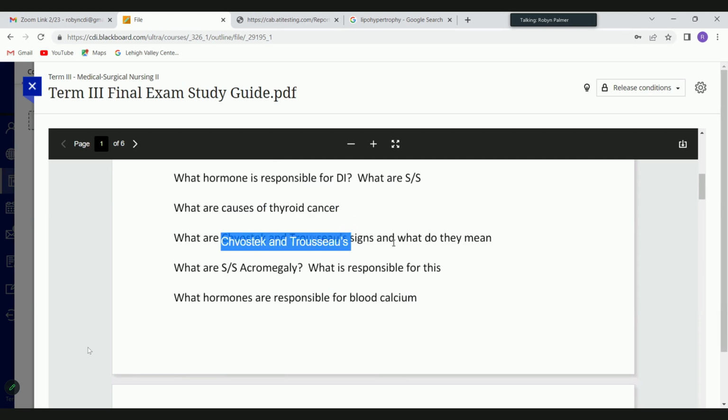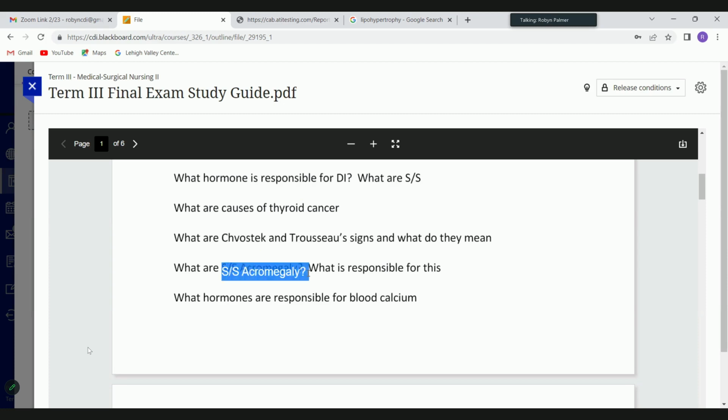What are Chvostek's sign and Trousseau's sign used for? To check for low calcium levels, right? And how do you do a Chvostek's sign? You touch the cheek. Yep. And what about Trousseau's? A pressure cuff. Okay. All right.